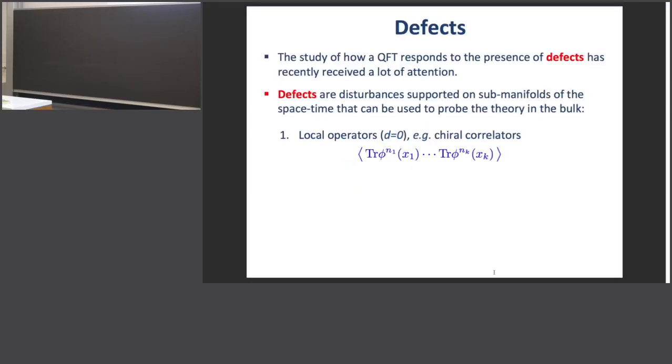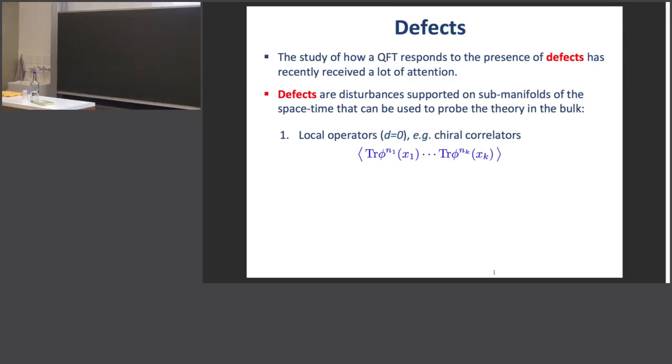Well, the study of how a quantum field theory responds to the presence of defects in the space-time where it is defined has recently received a lot of attention from several different points of view. Defects are essentially disturbances of the space-time supported on a submanifold of it, and they can be used to probe many properties of the theory under consideration.